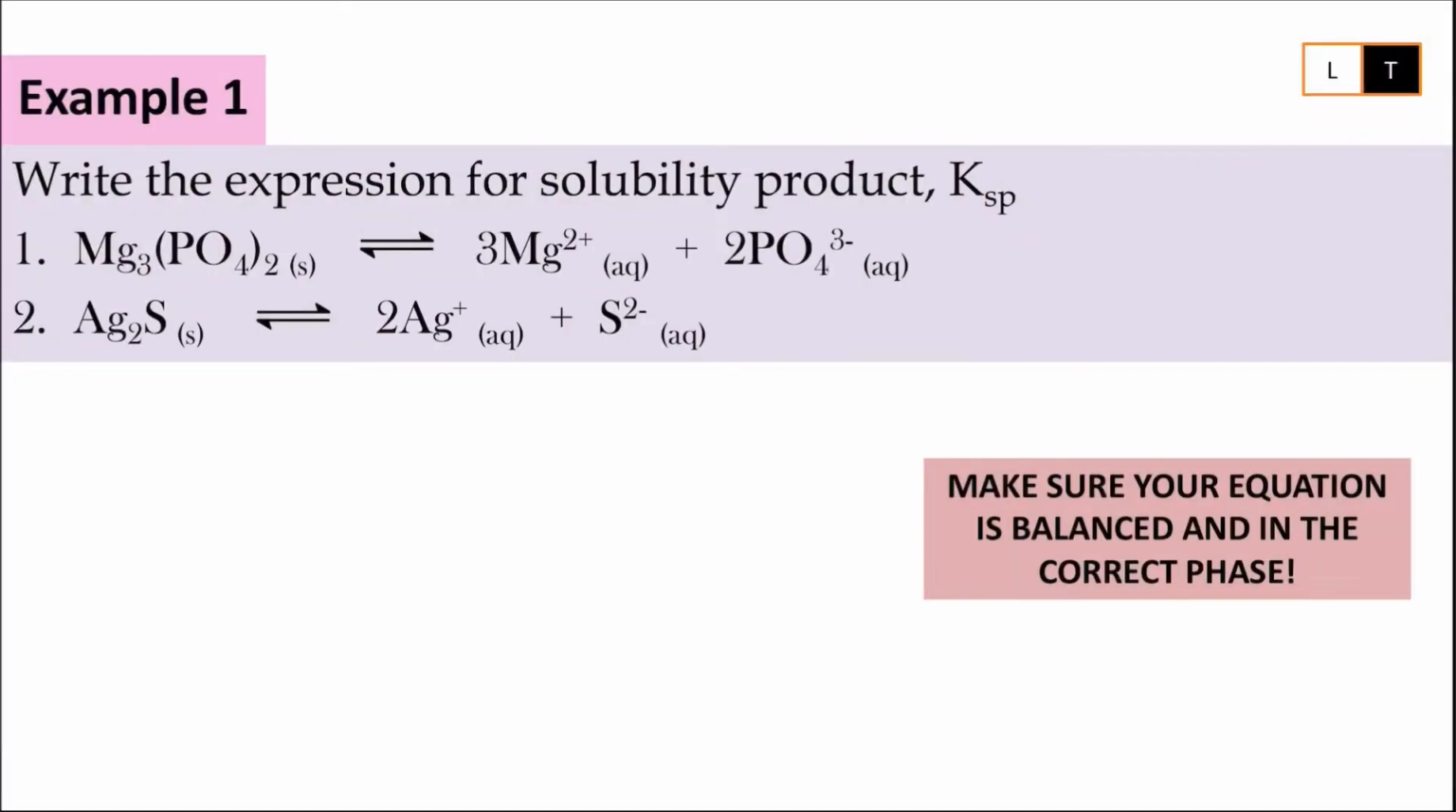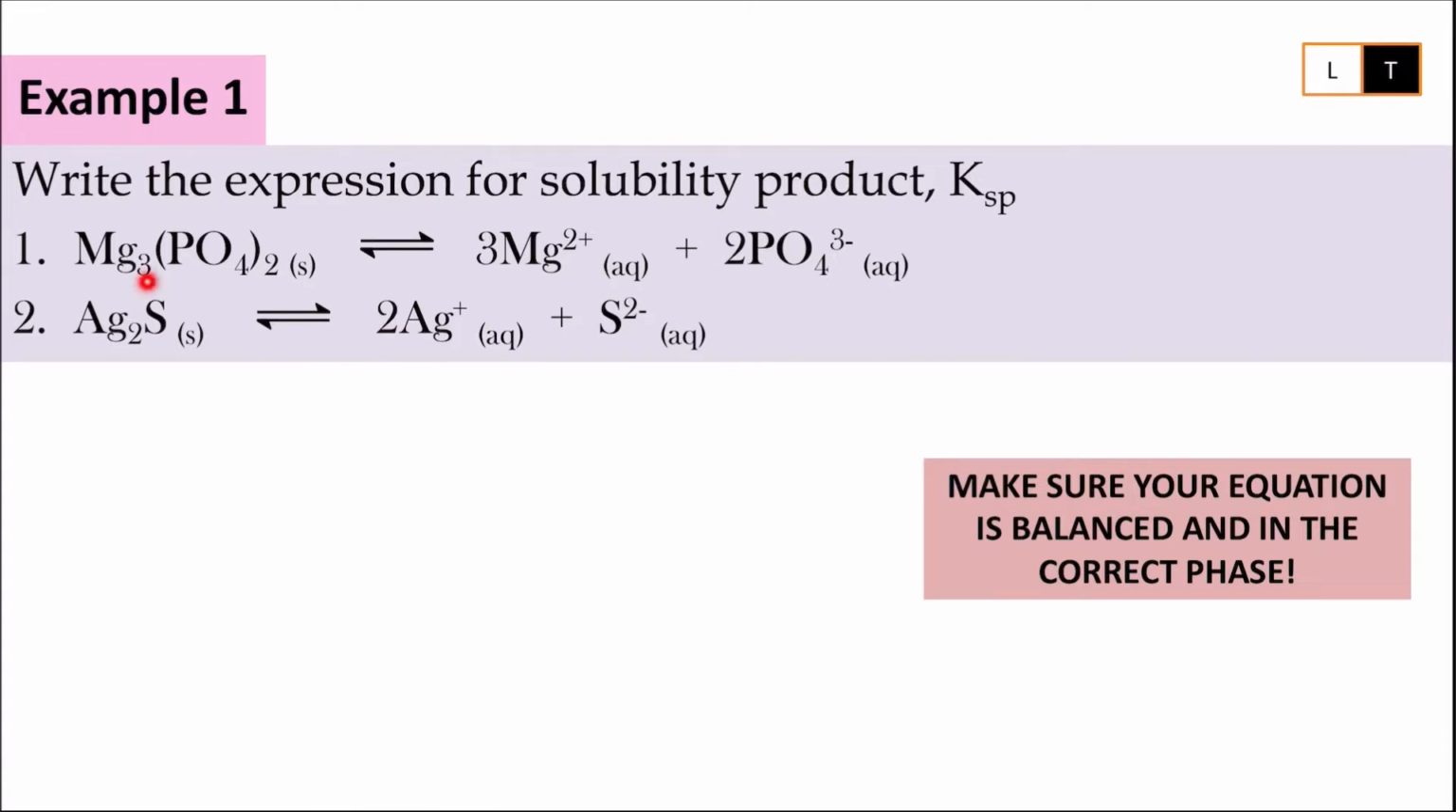Let's try to practice one example. So awak ada dua soalan kat sini. You have to write the expression for KSP, solubility product. Benda paling penting, you have to make sure kalau equation diberikan, ianya mesti balance dan dalam phase yang betul. So dalam kes ini, equation dah beri, so awak boleh tahulah phase dia pun ada juga. Kita just perlu check balance ataupun tidak sahaja.